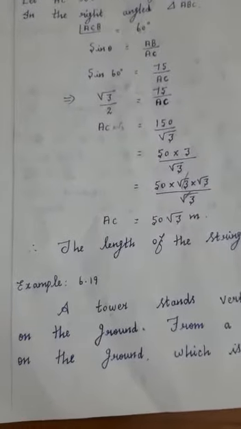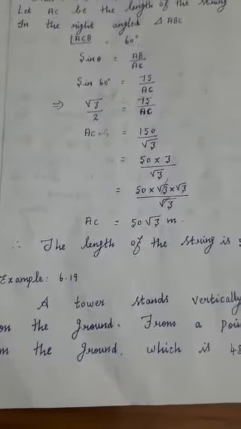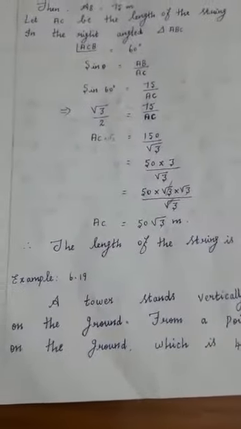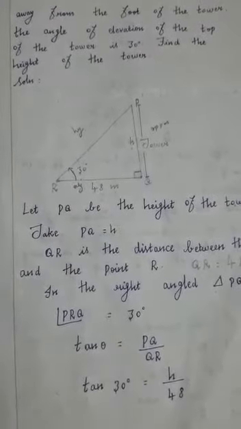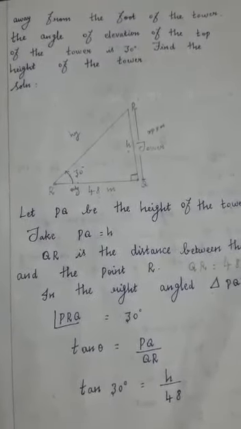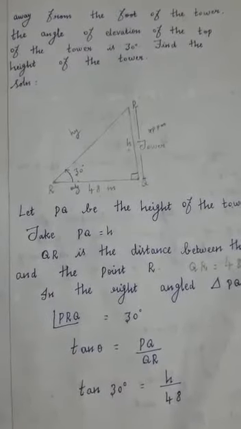Now let us see example 6.19. Now see the question. A tower stands vertically on the ground. From a point on the ground which is 48 meter away from the foot of the tower, the angle of elevation of the top of the tower is 30 degree. Find the height of the tower.